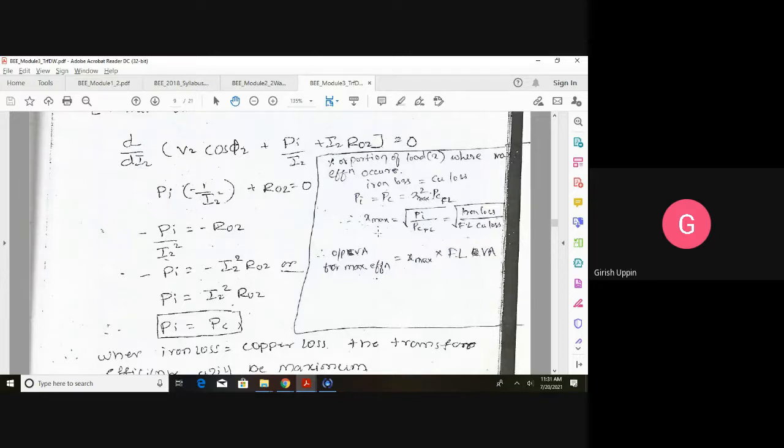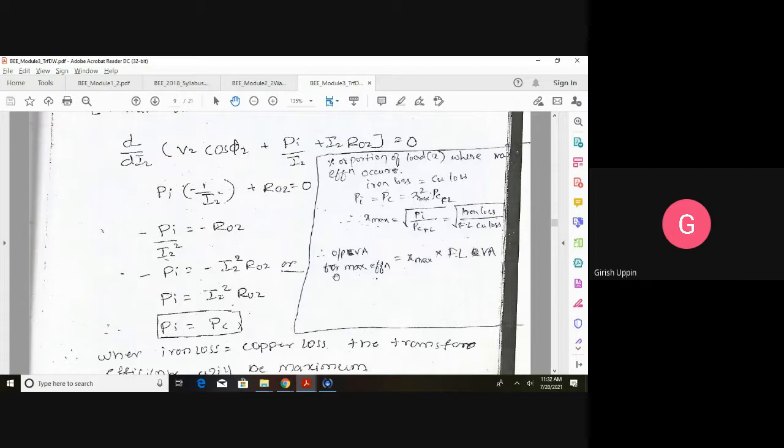This means how I can find at what portion of the load the maximum efficiency occurs. X is equal to square root of Pi by PCFL, or square root of iron loss divided by full load copper loss. This is a very important relation you have to remember. X max means at what portion of the load we get the maximum efficiency. If you know the iron loss and full load copper loss, it is the square root of iron loss divided by full load copper loss.